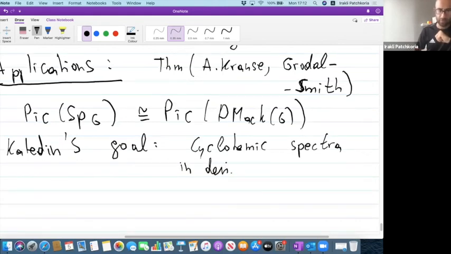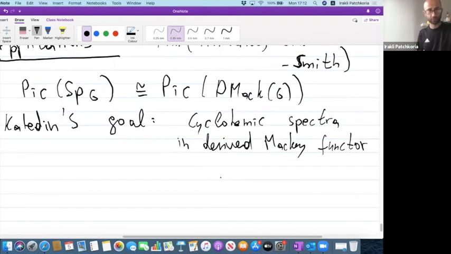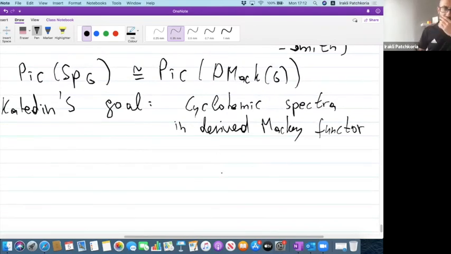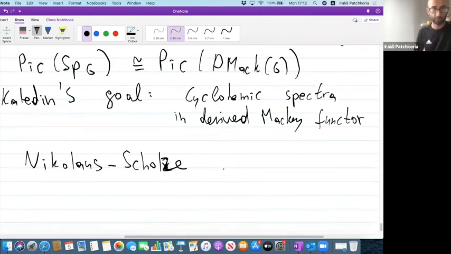And I'm not sure this has been written up anywhere, but one can work this out. It turns out that what Kaledin was trying to consider in this paper with the cyclotomic spectra is something very familiar from the modern perspective of cyclotomic spectra. There is this construction by Nikolaus and Scholze of cyclotomic spectra, at least in the bounded below situation. Anything I will say now will probably be wrong for not bounded below.